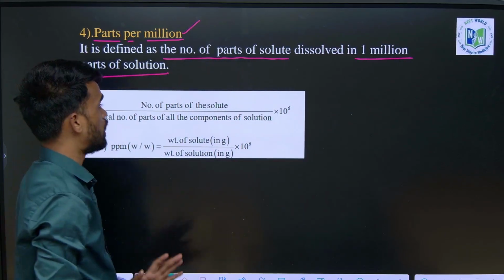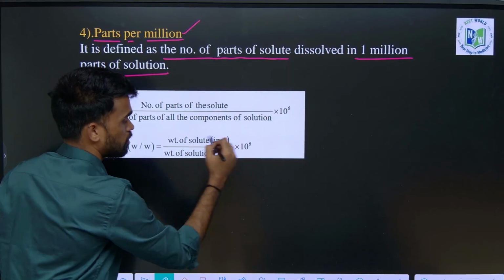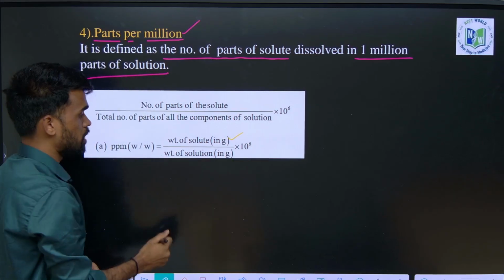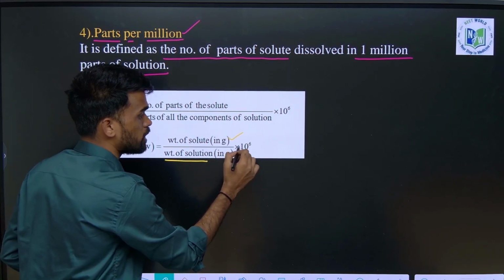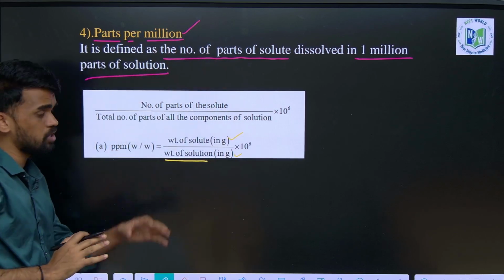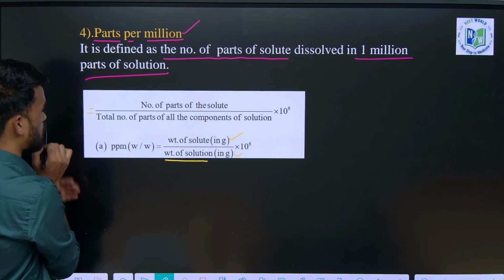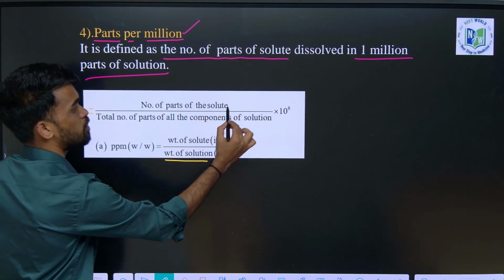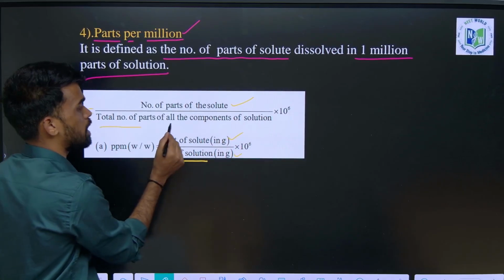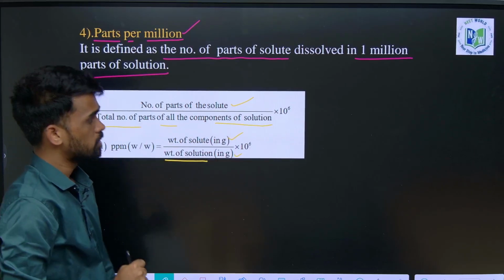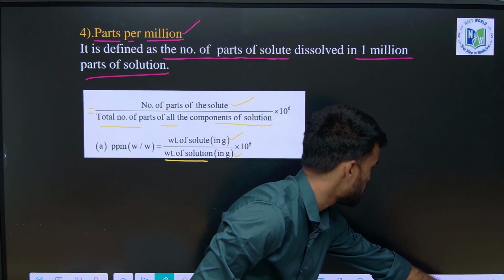So just make the formula as weight of solute in grams by weight of solution in grams into 10 power 6, since we are saying per million. So you can write like this. Just take it as a generalized formula. So parts per million equals number of parts of solute by total number of parts of all components in the solution into 10 power 6. Okay, so this is how you can express ppm.